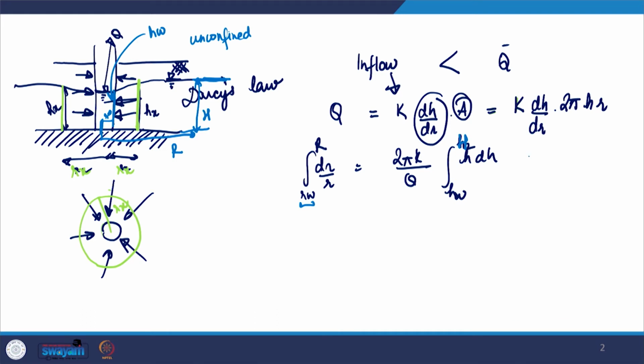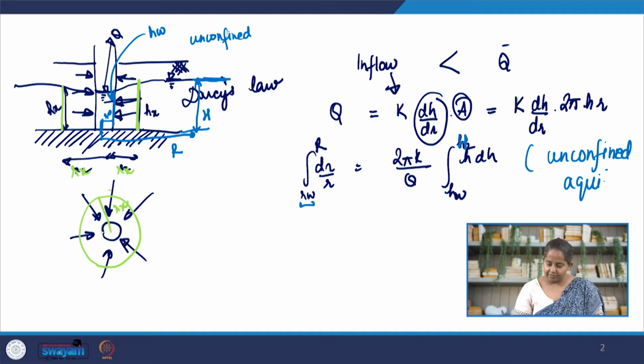Now, this integration works very well for unconfined aquifer. Notice we have just used Darcy's equation, that is all we have done. We have already discussed Darcy's equation in past, so I am not going to go in detail. In a confined aquifer, the system will look slightly different. Let us take a look.